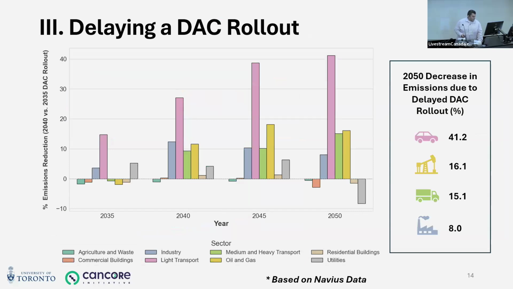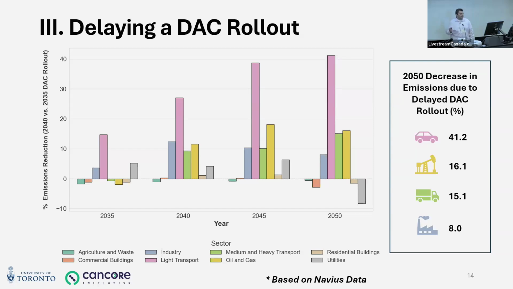Okay. Next, we explored how the timing of a CDR rollout is associated with changes in sectoral emissions levels. So the question was, if DAC was deployed later, by how much more do sectors mitigate in the meantime? Again, using Navius, we sorted scenarios by the year DAC first appears, either 2035 or 2040. This figure presents the percentage drop in emissions due to a delayed DAC rollout for each sector with time.